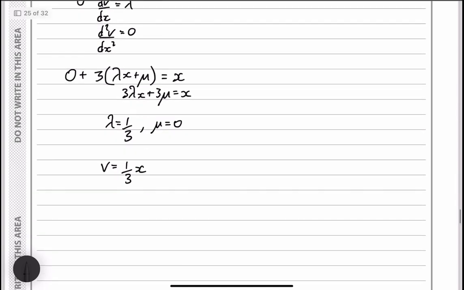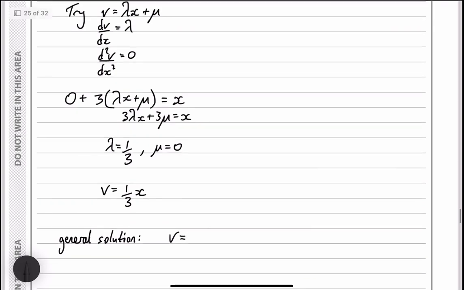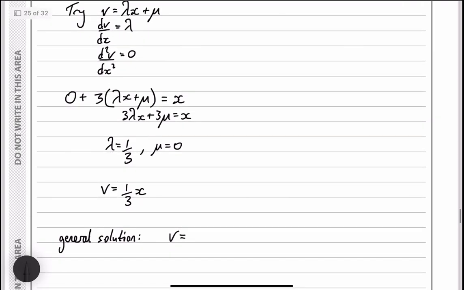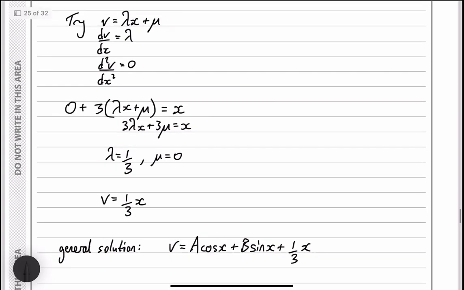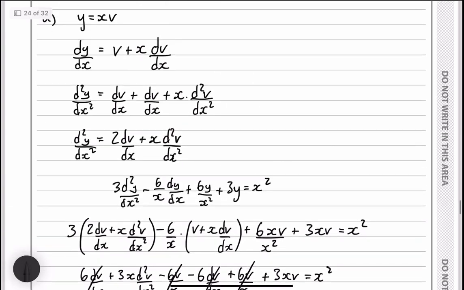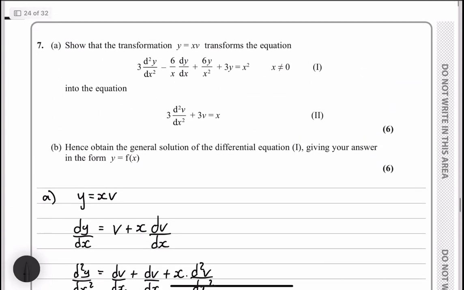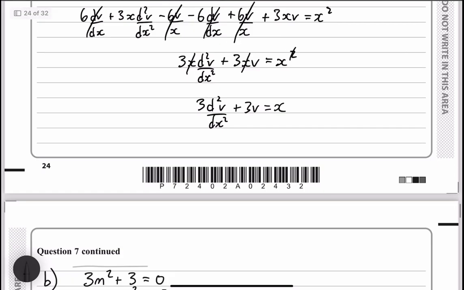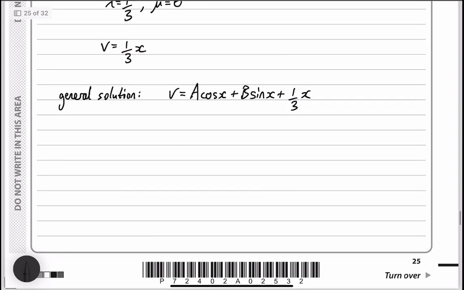So the general solution, putting these two together, v is equal to a cos x plus b sine x plus 1/3 of x. Now remember, this is equation 2 that we've solved. We want the solution to equation 1, so we need to go back to the transformation that we had originally, y is equal to xv, and transform it back.